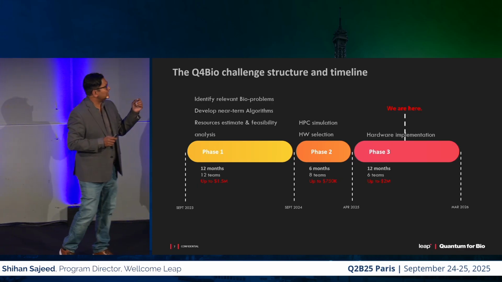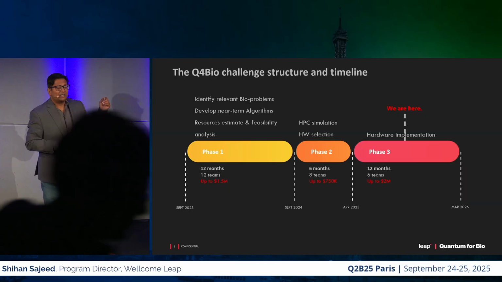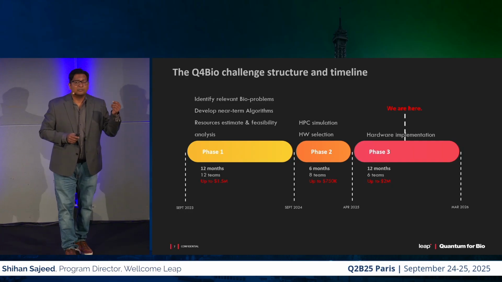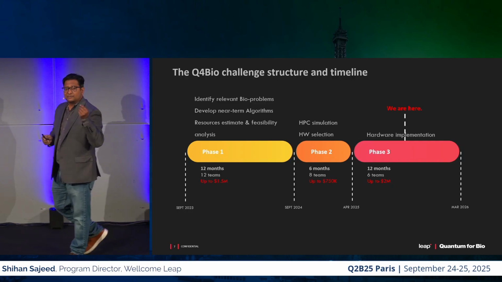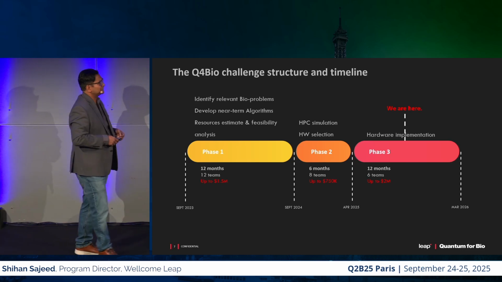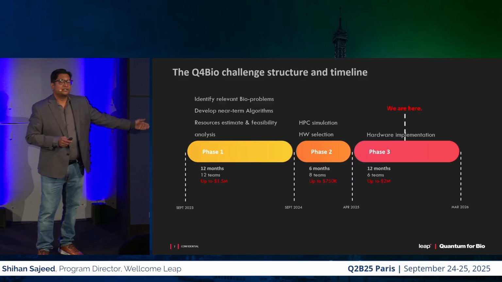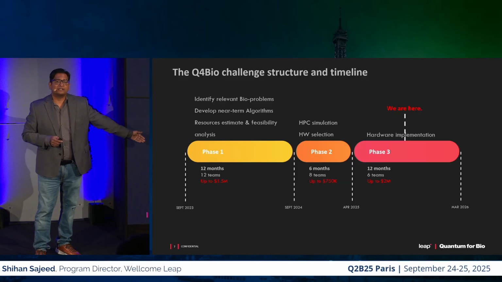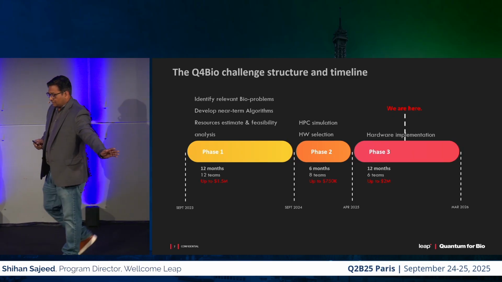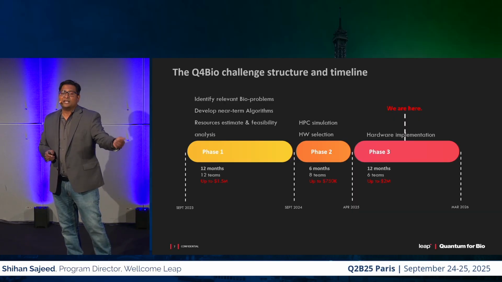The core task of phase 1 was to identify relevant biological problems that might benefit from quantum computers, and develop near-term algorithms that you think you can run on near-term computers. Do resource estimates, do feasibility analysis. All this was done in phase 1. It was 12 months. We started with 12 teams. Each team was funded up to $1.5 million. After phase 1, there was elimination and selection, and we moved to the next phase with only 8 teams.